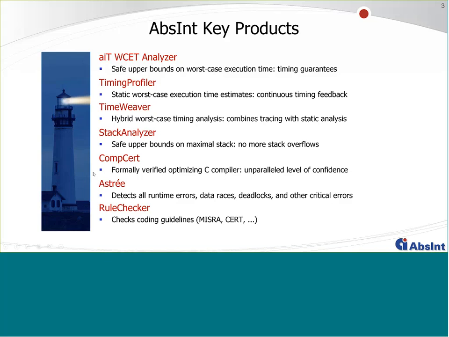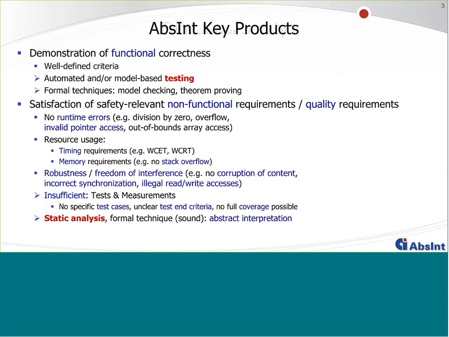The last two tools here are Astrée. This is again a static analyzer working at the C code level now, which detects all possible runtime errors, data races, deadlocks, and some other critical programming defects. Rule checker also works at the C or C++ level and checks coding guidelines like MISRA, CERT, and so on. And if you're using Astrée, rule checker is always included in Astrée. So this was an overview of our key products.